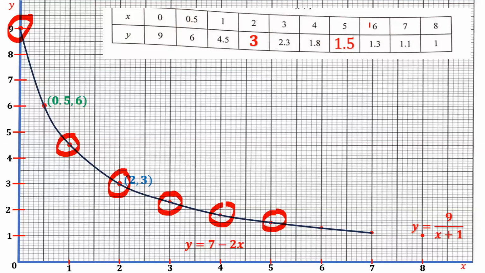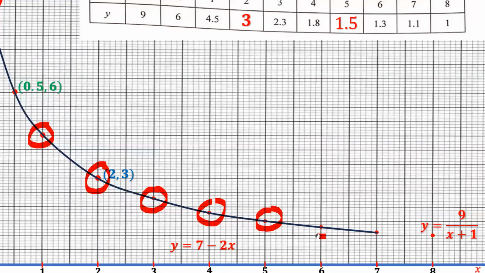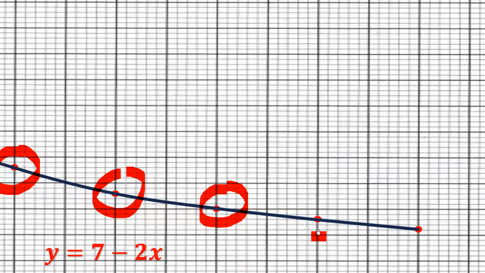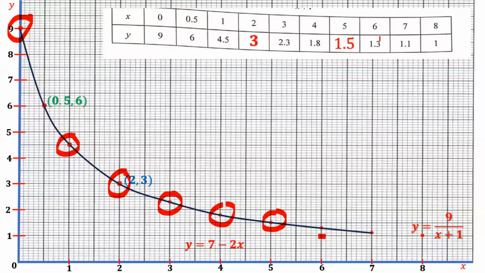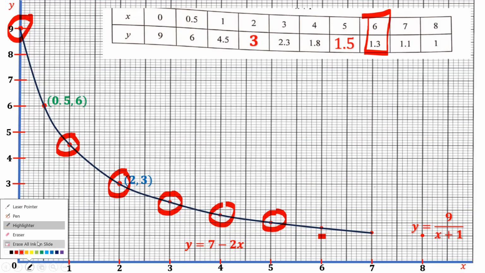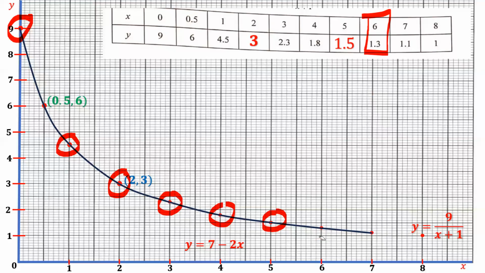Next one is 6 and 1.3. What is 6 and 1.3? If this is 1, then we need 1.3. This is 1, 1.2, and 1.3. This is off, isn't it? 6 and 1.3. Let's look carefully at 6 and 1.3. I might have to redraw this if that's off. So if it's off, then I have to redraw the point.